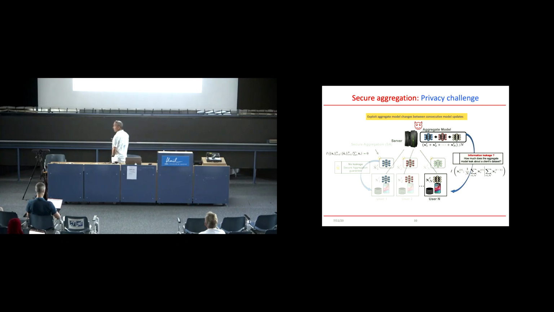Perhaps the most important of those is when the server, who is the attacker here, is exploiting the fact that he's getting multiple updates over time. So you can always ask the question, this is what the model was right before. I'm getting a new update. I can compute the difference. What might have been the data that have caused that difference? And this is the focus of that talk.